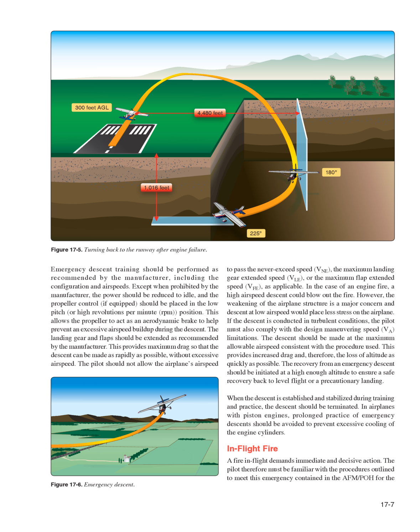The recovery from an emergency descent should be initiated at a high enough altitude to ensure a safe recovery back to level flight or a precautionary landing. When the descent is established and stabilized during training and practice, the descent should be terminated. In airplanes with piston engines, prolonged practice of emergency descents should be avoided to prevent excessive cooling of the engine cylinders.